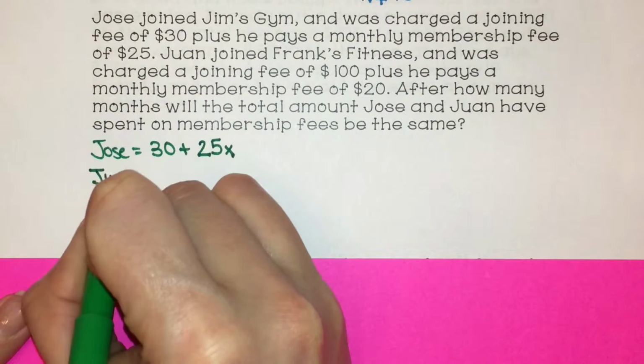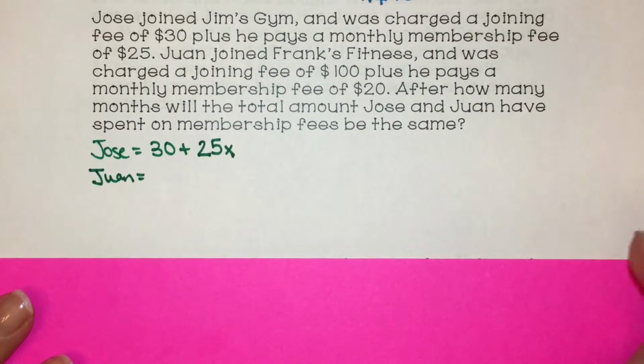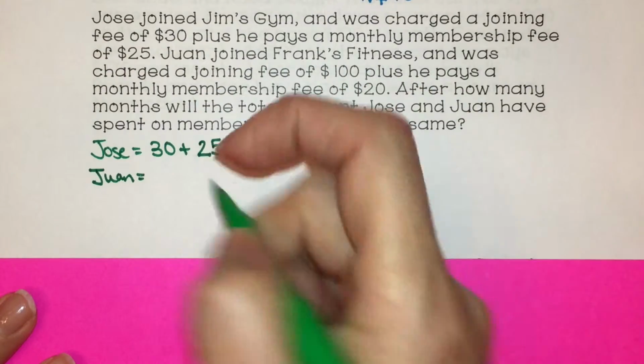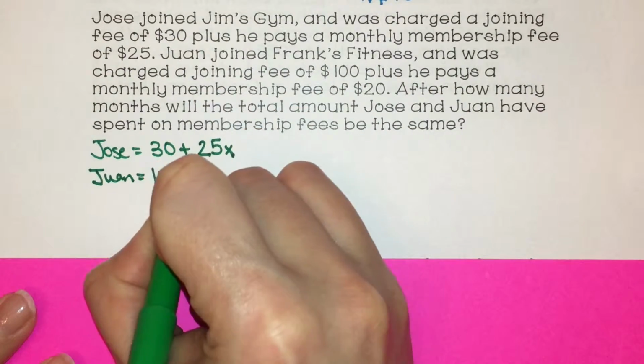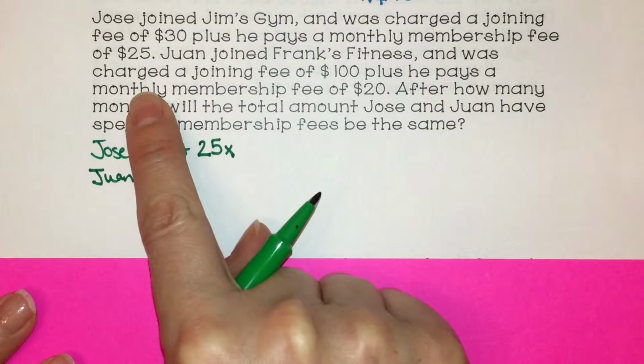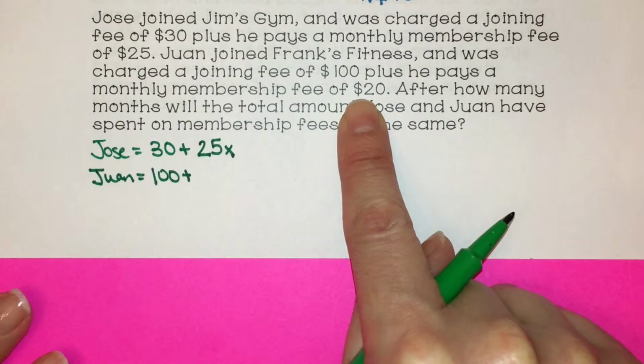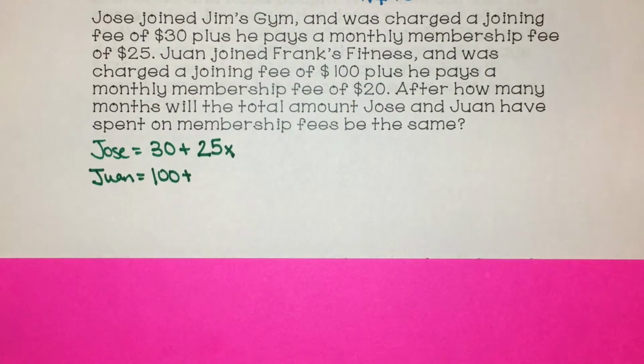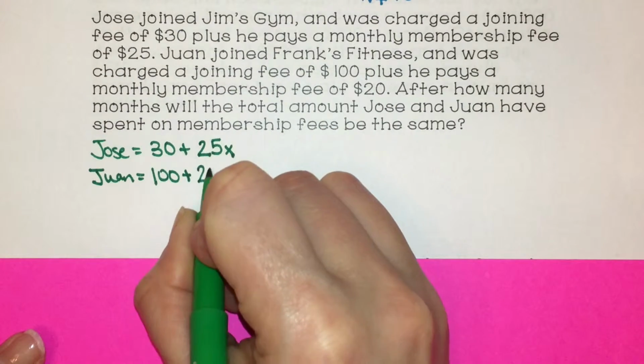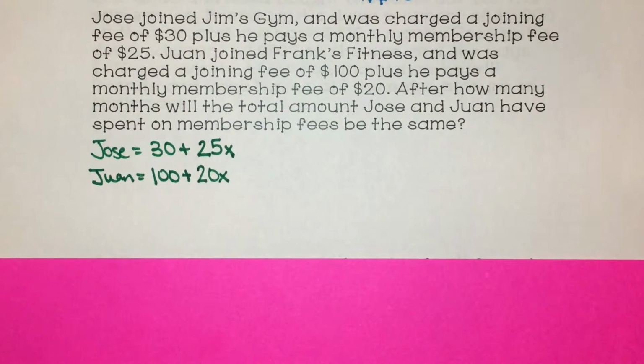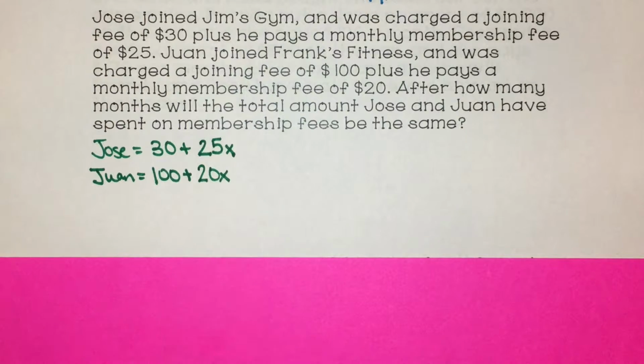So Juan has a joining fee of $100, plus he pays a monthly membership fee of $20. So 20 times the number of months, or 20 times X, because we don't know the number of months. So we want to know when their membership total fees altogether of the joining fee plus their monthly fee will be the same, when it will be equal.